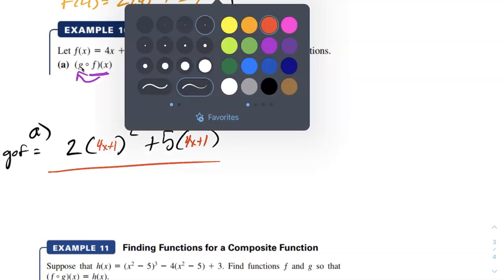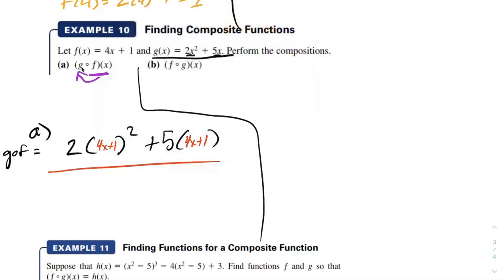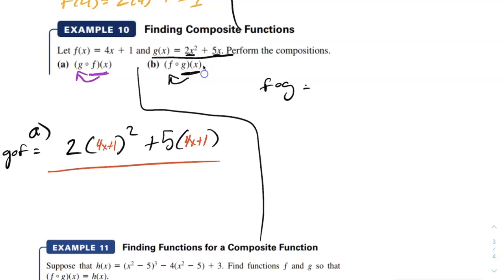Now let's switch it. We're going to plug the g function into the f function. So in this case, I'm going to figure out what f of g is. Remember, f is the outside. So what's that function look like? It looks like 4 times something plus 1. So 4 times something plus 1. What's that thing we're plugging in? The g function. That g function is all of this mess, 2x squared plus 5x.